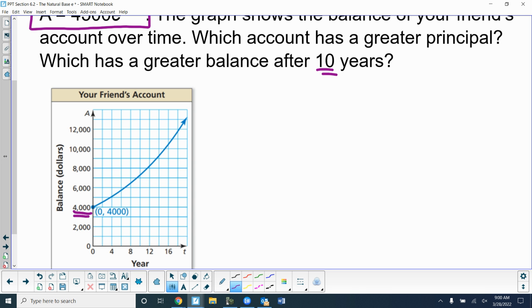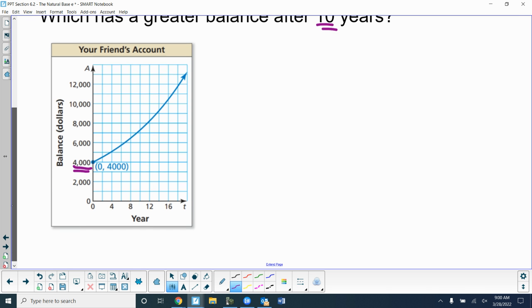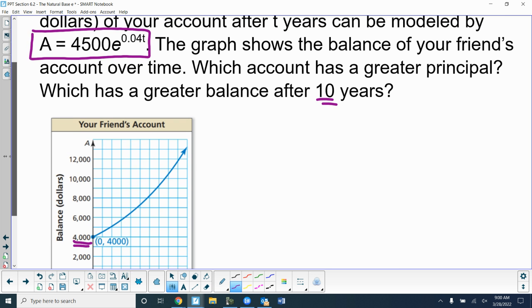But we know how many years, right? These years are going by twos. 2, 4, 6, 8, 10, 12. You see that? And then each line here is going by 1,000. 1,000, 2,000, 3, 4, 5, and so on. You guys understand the graph for your friend's account? Okay? So, here's the question.